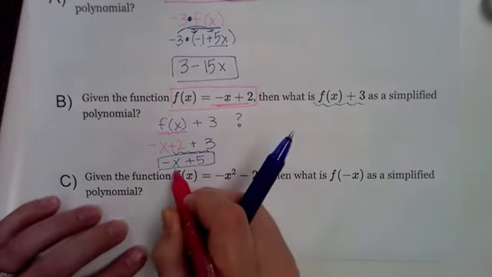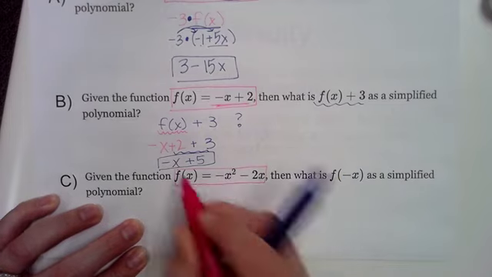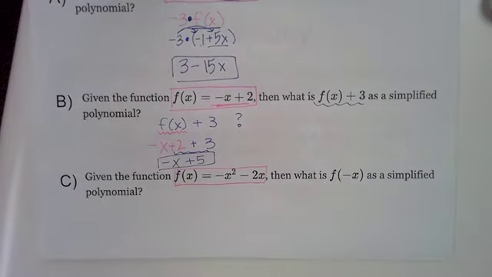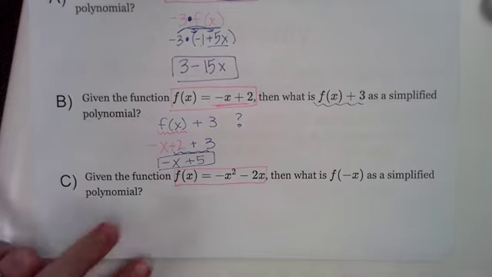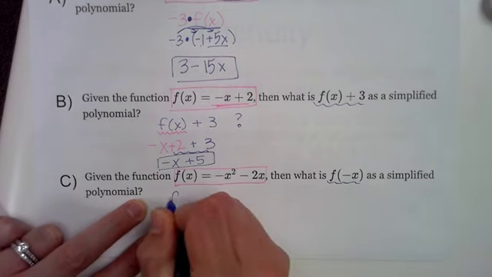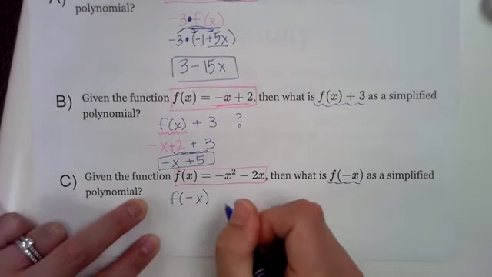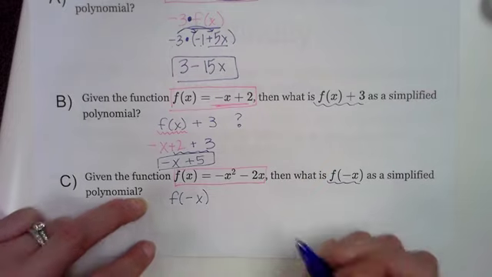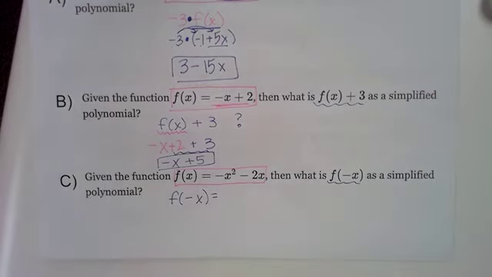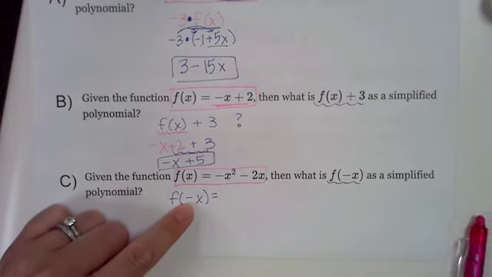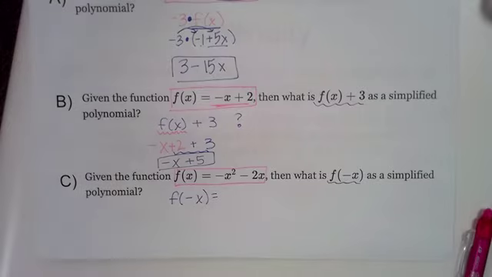Given the function f of x equals negative x squared minus 2x, we want to know what is f of the opposite of x. What's this one telling you to do? Casey. To multiply by another one. Or, no, make that x. So this is literally what we were doing before except without numbers. We're doing it algebraically. And this is what I would say is a challenge.